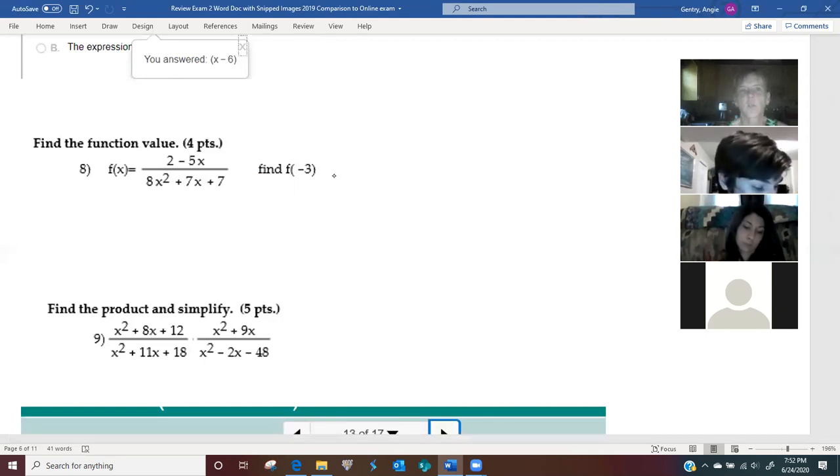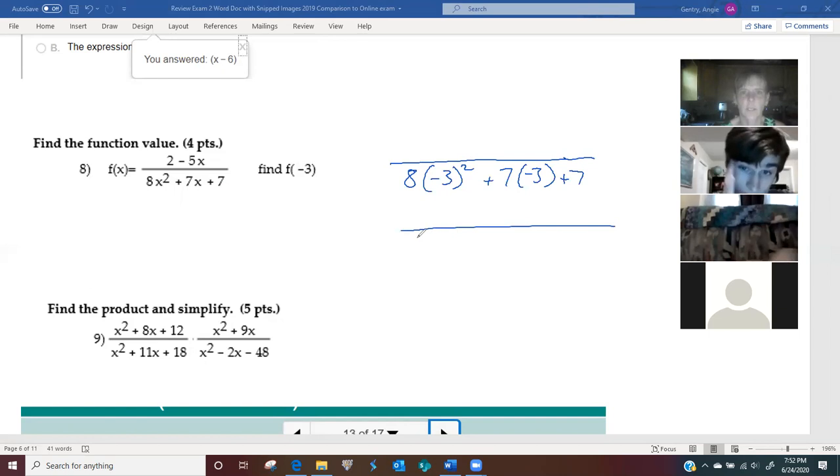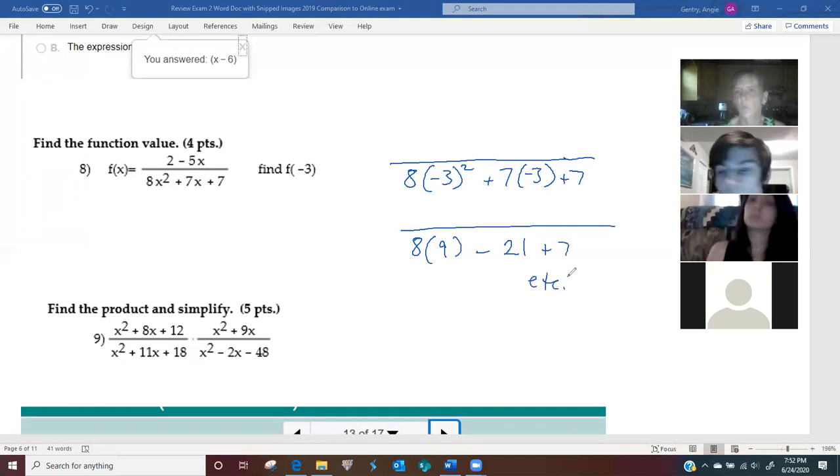What do you want to be careful with real quick? This is the main mistake people make. They don't use the parentheses, or they don't understand what happens here. I'm just looking at the denominator now. What is -3 quantity squared? Nine. Right. This is the main mistake that usually happens. And then this is a -21 plus 7, etc. I'm not going to work this. This is basic math. You can use a calculator even. Calculator won't help you if you don't use parentheses.